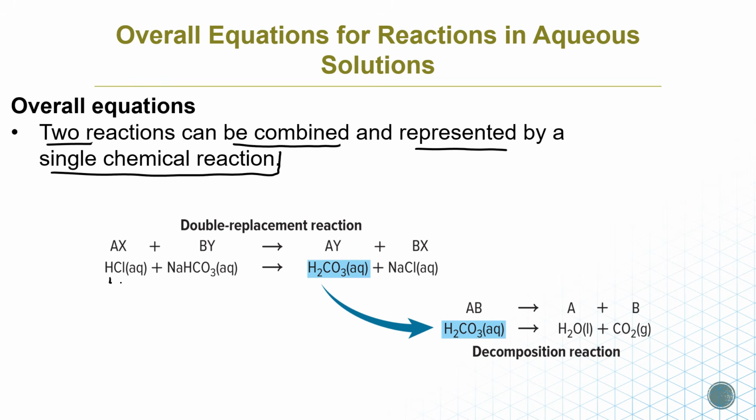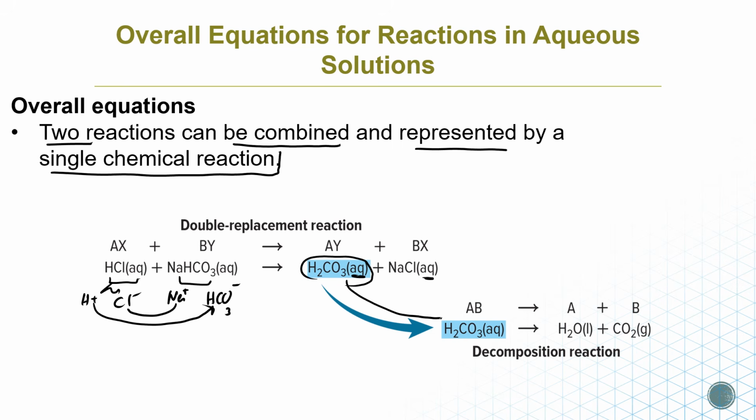There is a double replacement reaction between these, so this is H+ and Cl-, Na+ and HCO3-, positive with negative, positive with negative. Now the H with the HCO3- gives me H2CO3. Both of them are aq here. This compound, carbonic acid, makes another reaction, a decomposition reaction into water and CO2. We saw this acid in the first semester. This compound will break down into water and CO2.